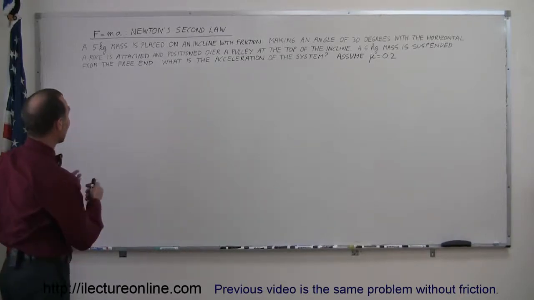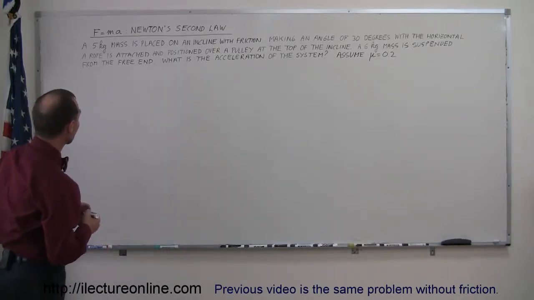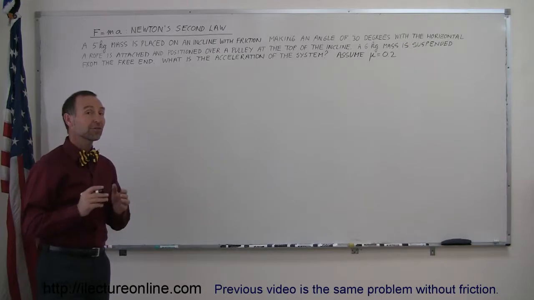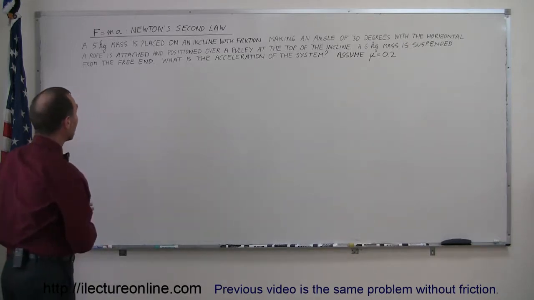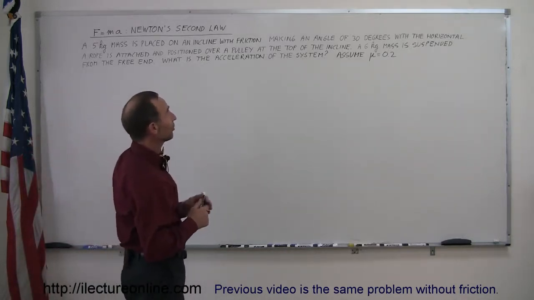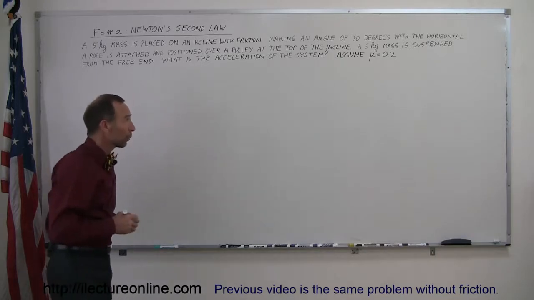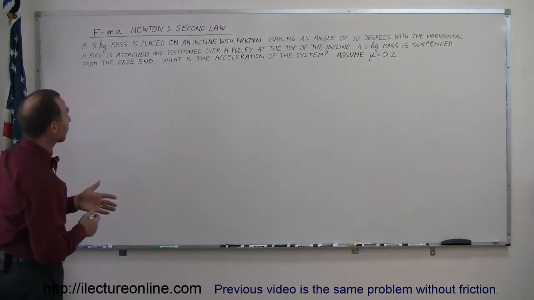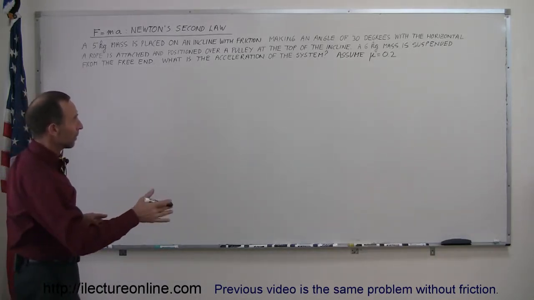Here's another example of how to work out a physics problem using Newton's second law, and this is very similar to the one I did before. We're placing a 5 kilogram mass on an incline. This time the incline has friction, and everything else is the same, making an angle of 30 degrees with the horizontal. A rope is attached and goes over a pulley at the top of the incline.